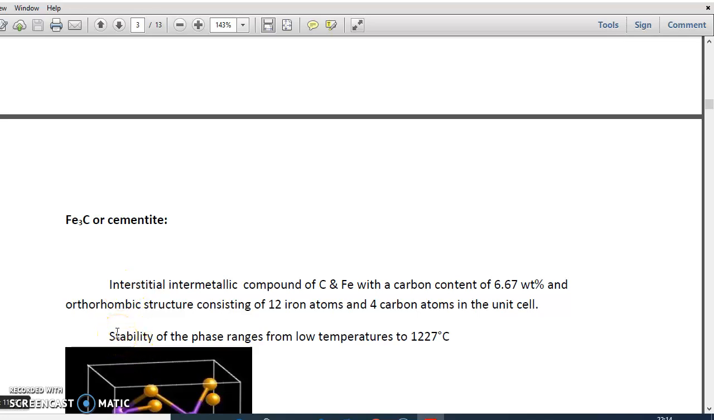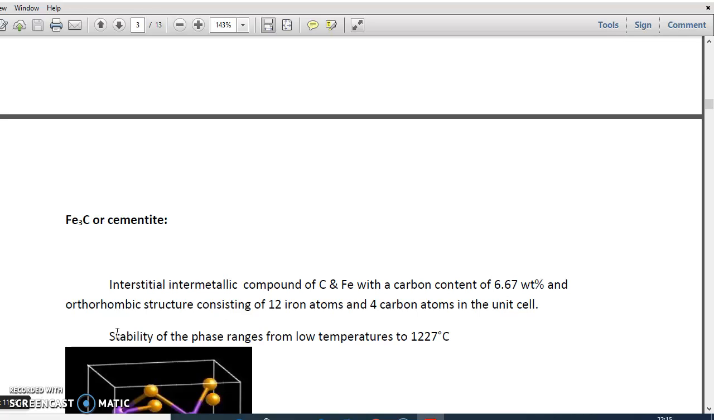Now, what do you mean by Fe3C? Fe3C is cementite, and it is an intermetallic compound. All intermetallic compounds have one thing in common: they are hard in nature and they all have a higher melting point. That's why in tool steel, you can see that all the compounds are intermetallic compounds.